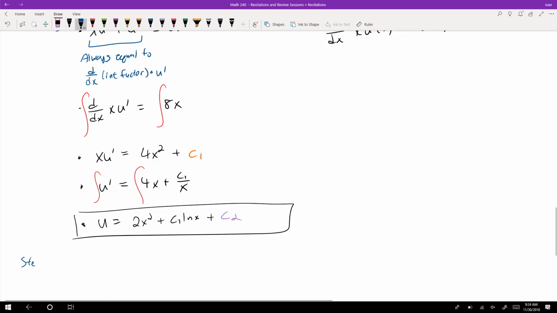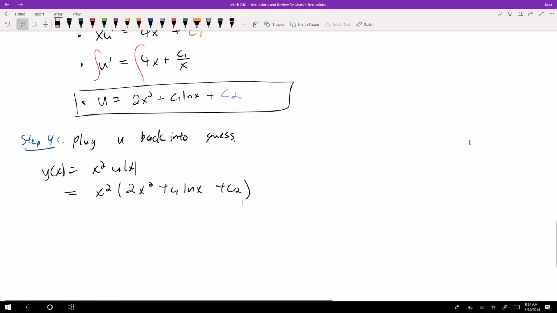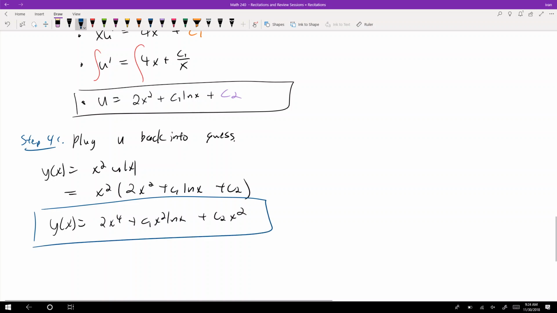And then step 4, we want to plug u back into the guess. So if we recall, y of x we guessed was equal to x squared times u of x. So now that's x squared times 2x squared plus c1 ln x plus c2. And so we get our general solution of y of x is equal to 2x to the 4th plus c1 x squared ln x plus c2 x squared. And that's our final answer.